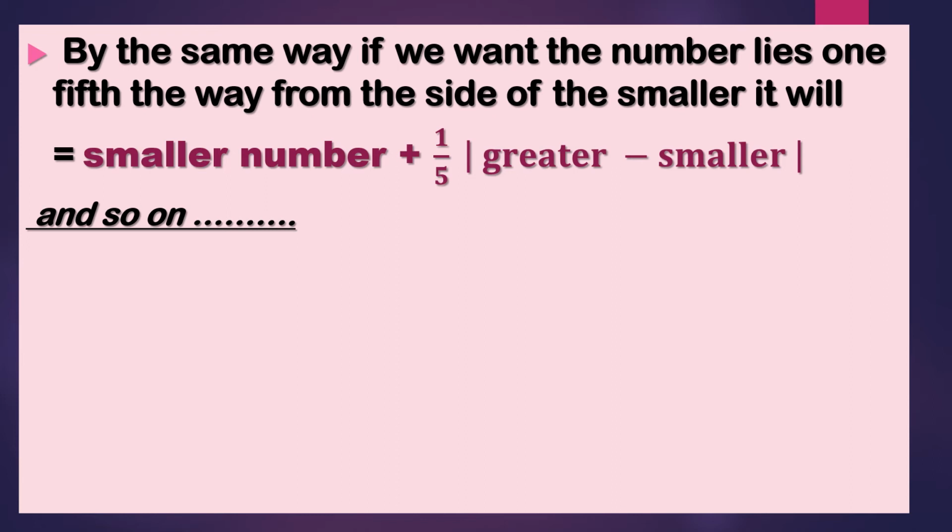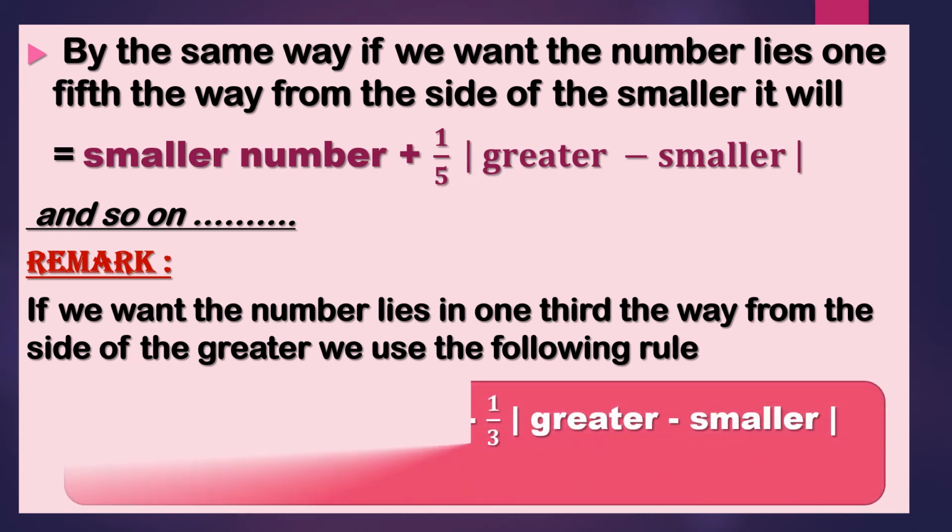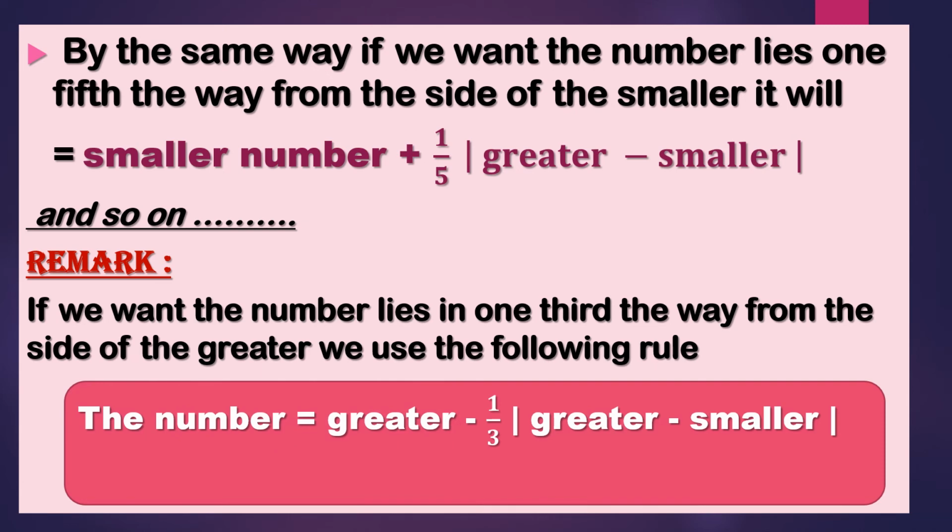Remark: if you want the number that lies 1/3 of the way from the side of the greater, not the side of the smaller, what will the rule be? Yes, it will be like that. The number that lies a third of the way from the side of the greater will be equal to the greater minus 1 over 3 the absolute value of greater minus smaller.